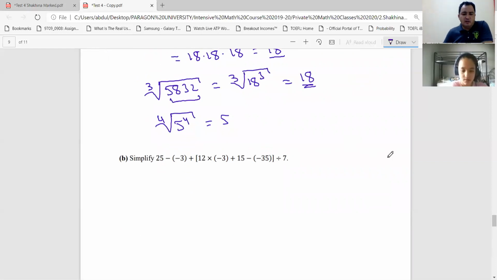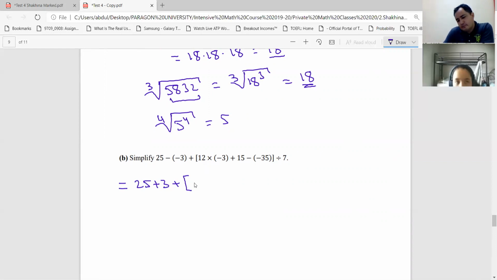As you know, if we have a lot of brackets, we have to start from the innermost. So equals, let's start from here. Minus minus plus. Okay, here we have 25 plus 3 plus open bracket, negative 3 times 12. That is negative 36. Okay, here we have 15. Negative, negative, it is plus, right? Plus 35 is divided by 7. Okay, 25 plus 3.